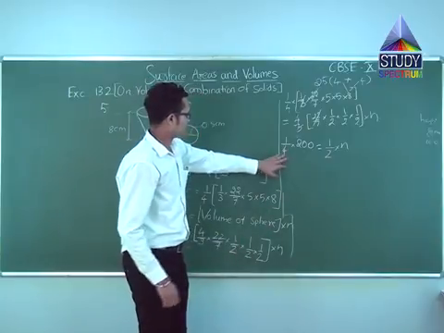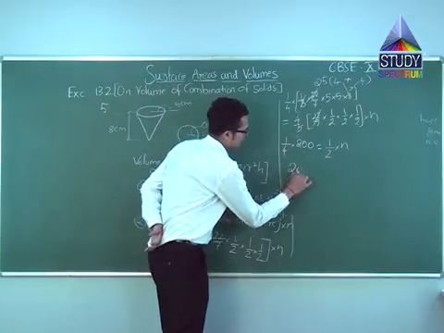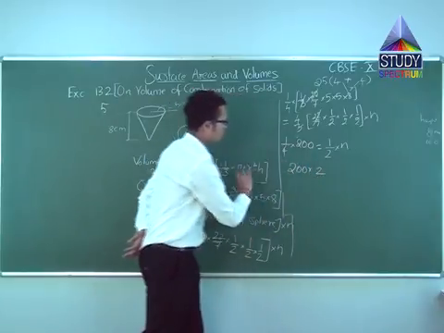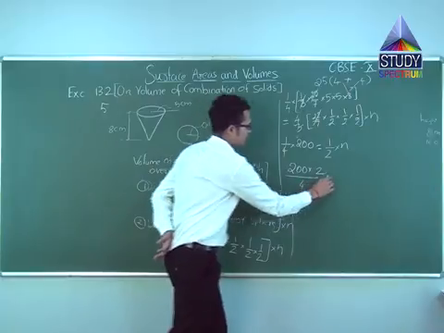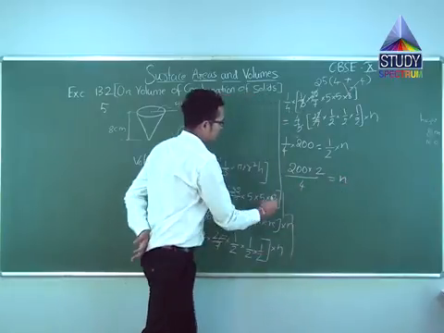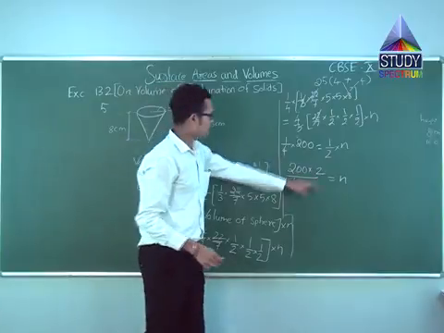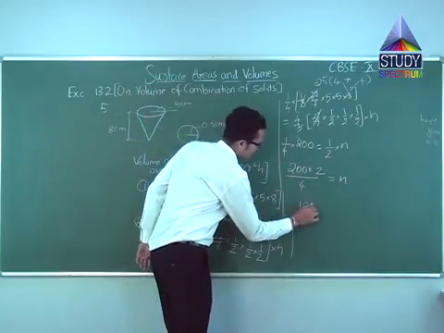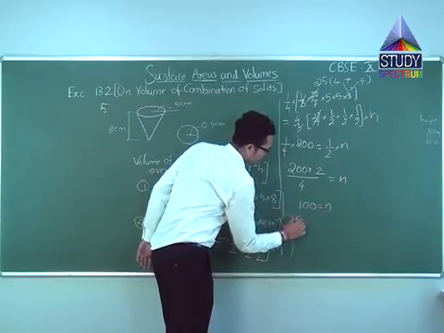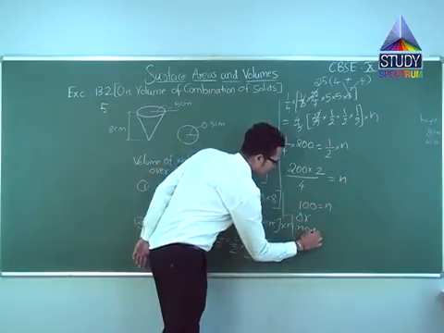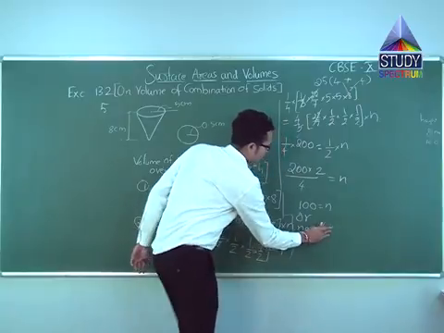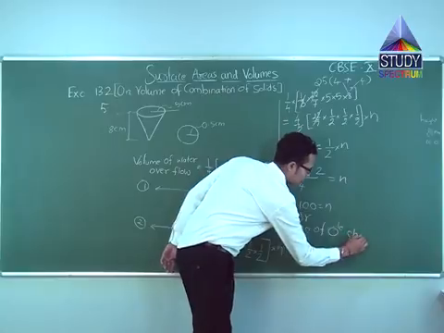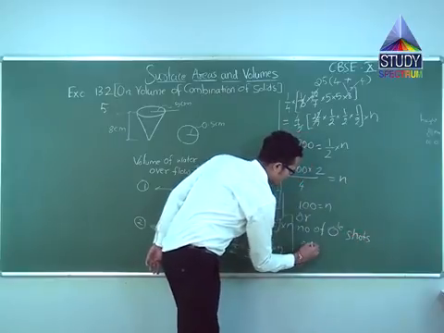Again, now if I cross multiply, 200 into 2 whole divided by 4 is equal to n. So this is 200 times 2 is 400. 400 upon 4 is 100. So the number of lead shots, spherical shots, you can say anything, spherical shots is 100.